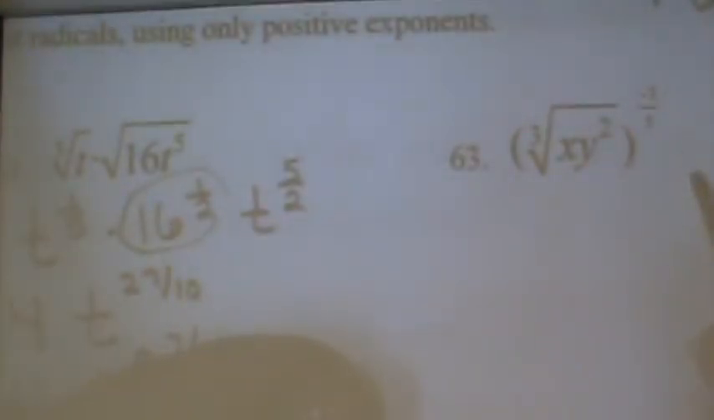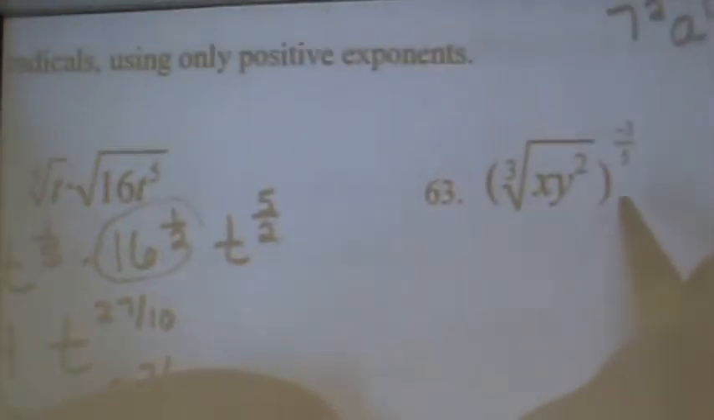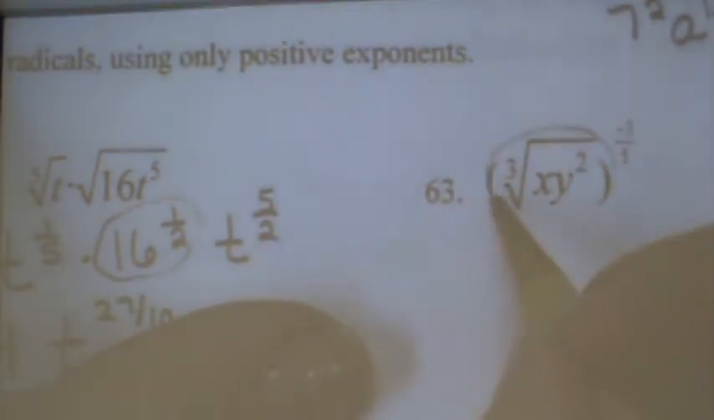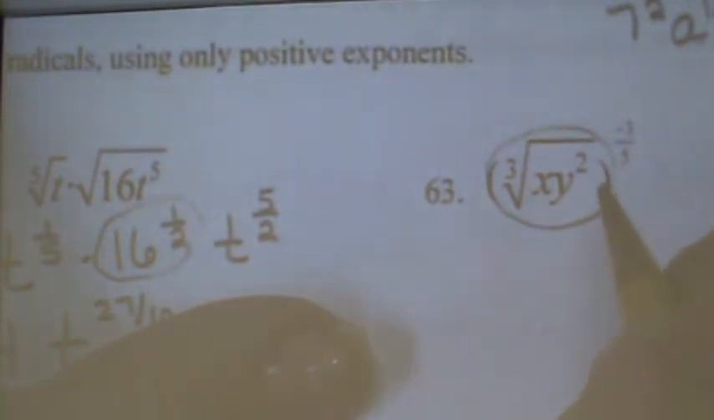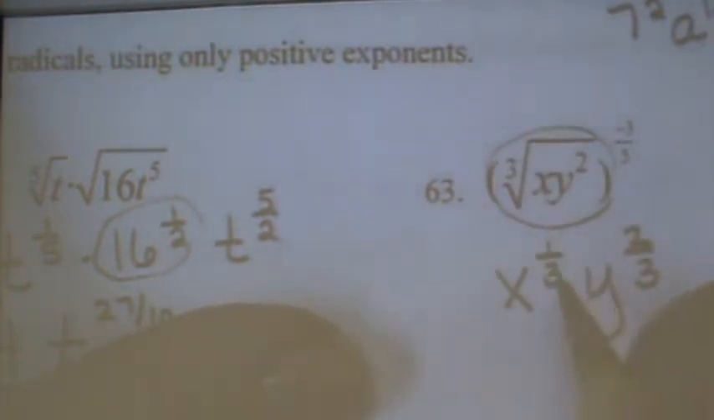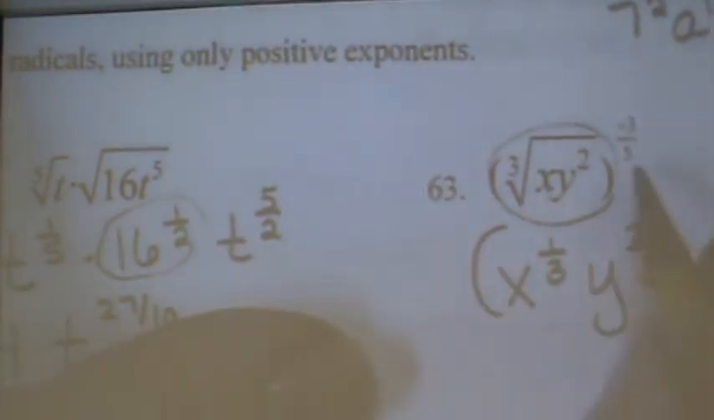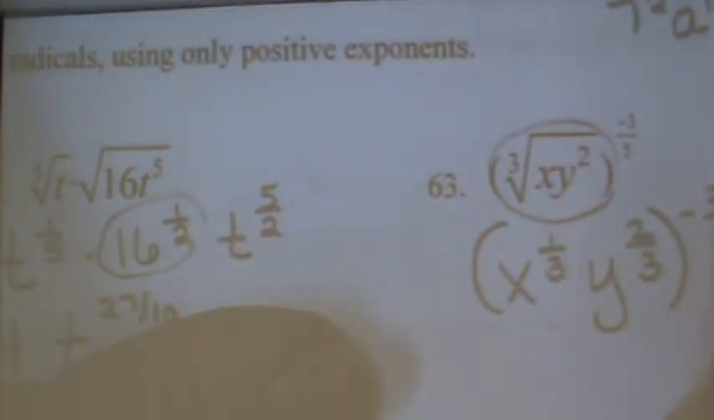63. I'm going to first convert this right here. This is going to be x to the 1/3 power. It's going to be x to the 1/3 and y to the 2/3 power. That's what you have here. And all of this is going to be to the negative 3/5 power.